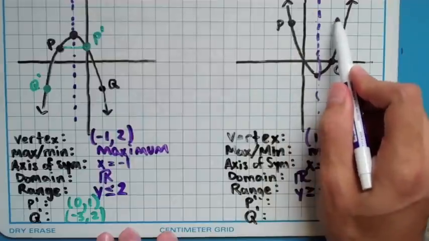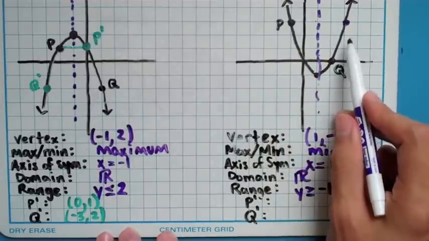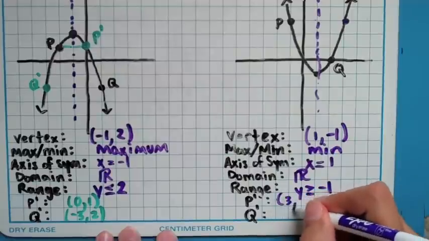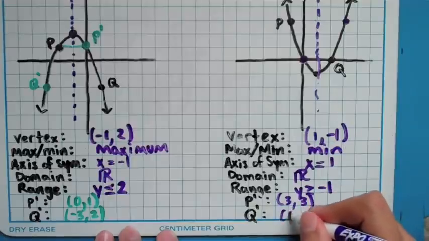P prime, count 2 spots, it's going to be right there. P prime appears to be at 3, 3. And finally, Q prime, if I flip the point over, is at 0, 0.